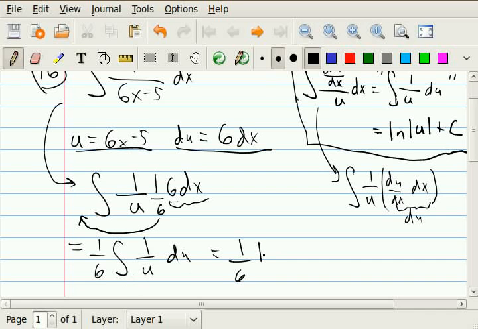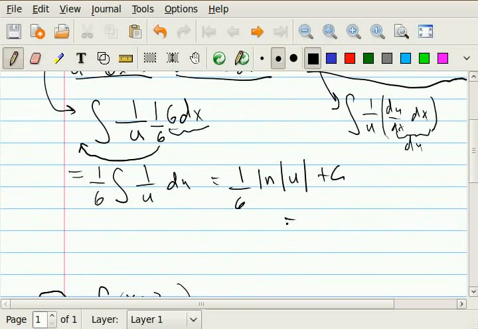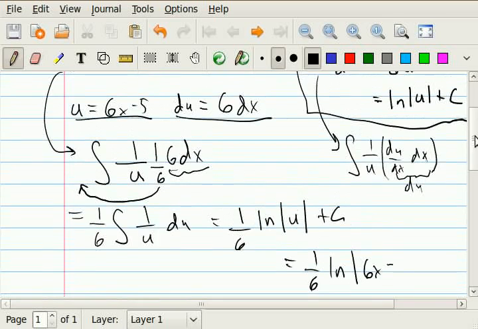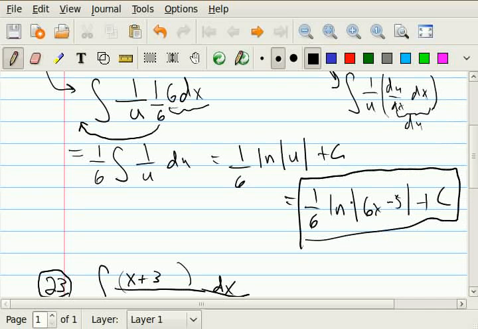And the rule says the integral of 1 over u du is the natural log of the absolute value of u plus c. So that's 1/6 times the natural log of 6x minus 5. I've got to replace u with what it was originally chosen to be. Making that substitution, we got the second rule to work, and everything's okay.